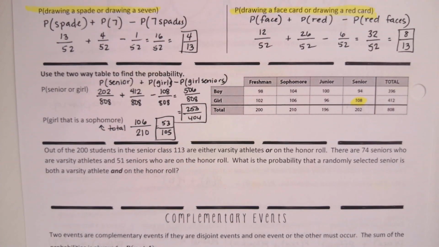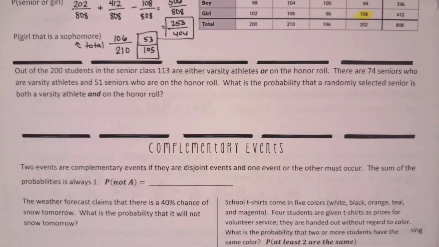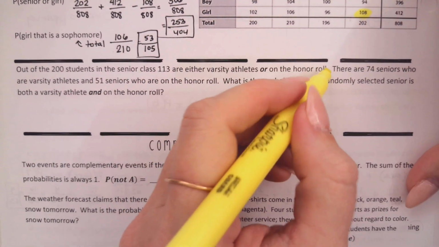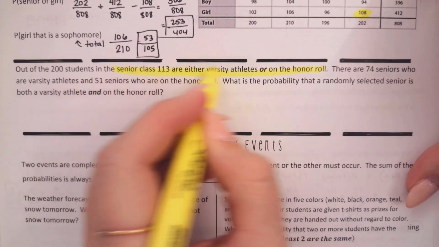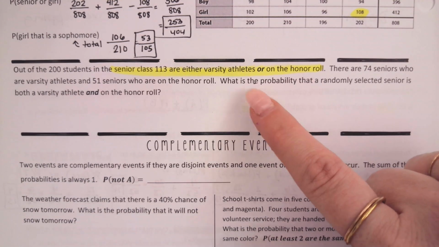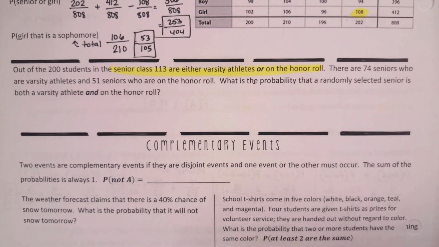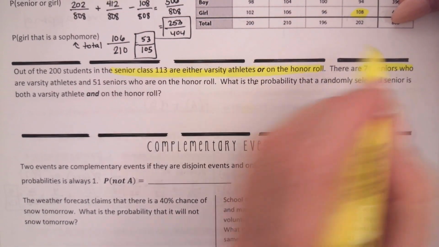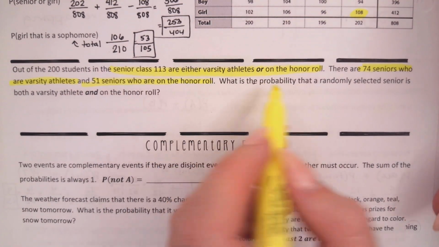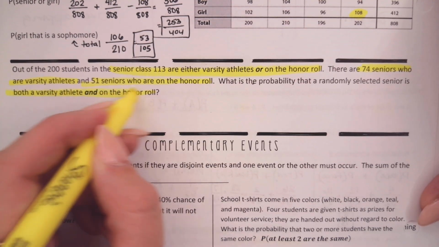All right, we got a weird question. Out of the 200 students in the senior class, 113 are either varsity or on the honor roll. Notice it says these are the ones that are or. There are 74 seniors who are varsity athletes and 51 seniors who are on the honor roll. What is the probability that a randomly selected senior is both varsity and on the honor roll?